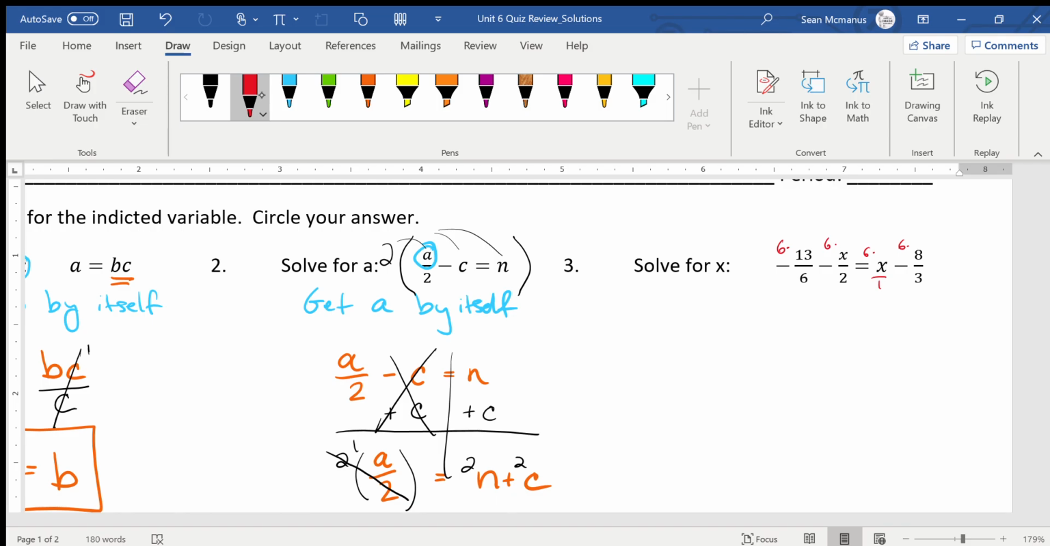So when I multiply, I end up with negative 6 times 13 is 78. So negative 78 over 6 minus 6x over 2 equals 6x over 1 minus 48 over 3. Remember, when I multiply, I only multiply the tops of a fraction. Multiplication happens on the top. So now if I reduce these numbers, 78 divided by 6 is negative 13, minus 6 over 2 is 3. 6 over 1 is 6. 48 divided by 3 is 16.